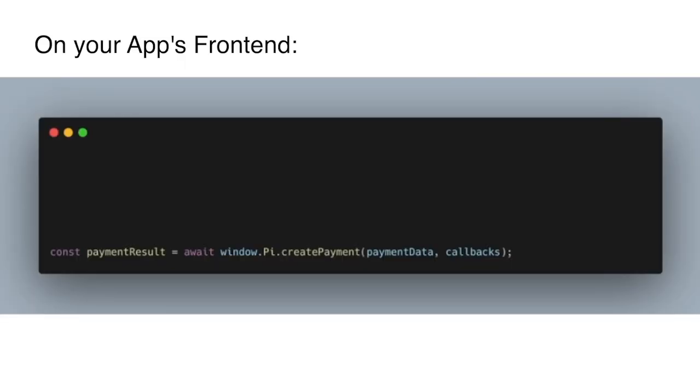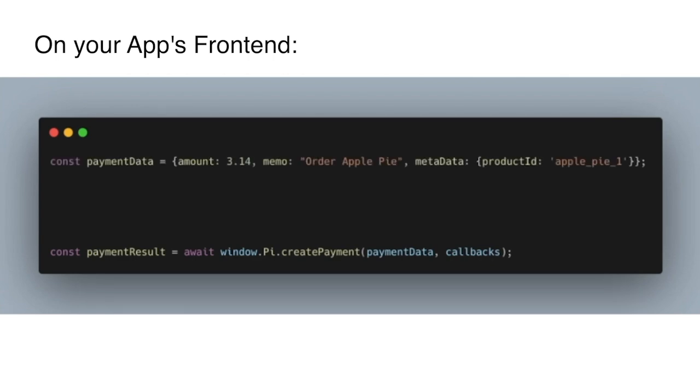With the Pi SDK, creating a payment in Pi apps is very simple. Let's have a look at the createPayment function. It takes 2 arguments, which are a payment data object and an object of callback functions. The payment data object is comprised of 3 items: amount to be paid, memo for a user, and metadata for your own usage. If any of these are missing, you will get an error.